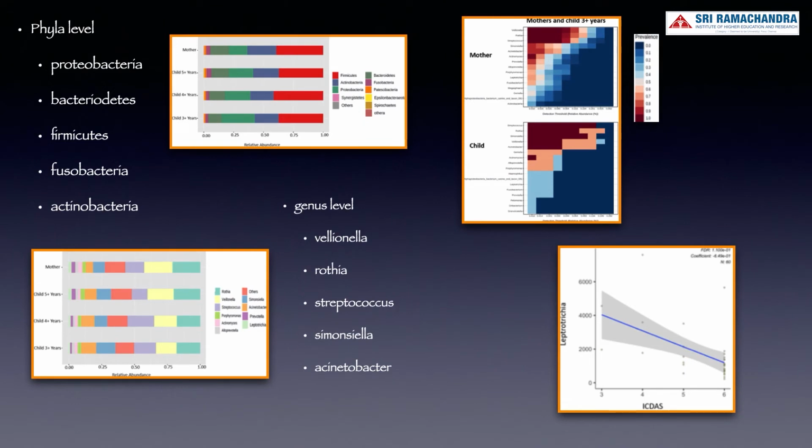And for the microbial composition analysis, these 5 bacteria, Proteobacteria, Bacteroidetes, Firmicutes, Fusobacteria, and Actinobacteria, were the most dominant species, roughly accounting for about 80% from each group. The top 5 bacteria evident between the microbiome of mothers and children were Veillonella, Rothia, Streptococcus, Salmonella, and Acinetobacter.